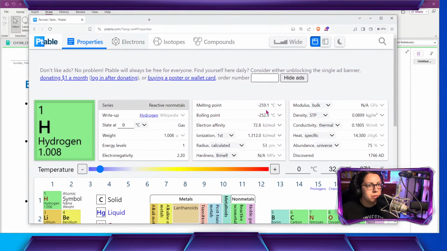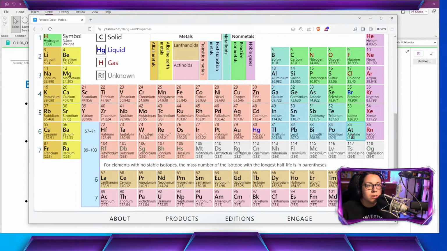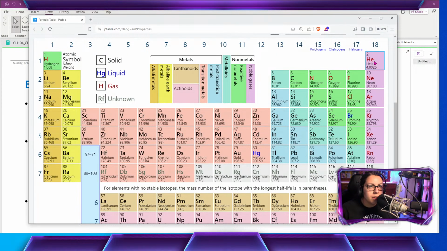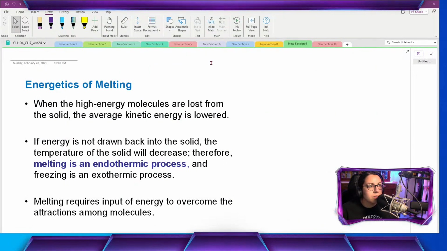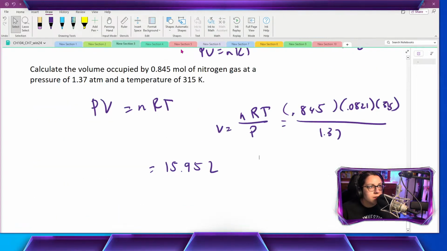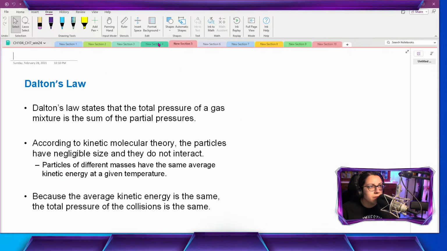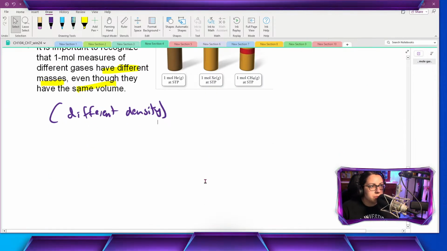There we go. P table to the rescue. So xenon is a lot heavier. Sorry, helium is 4 versus xenon's 131, but still a huge difference in mass. And so, don't forget, sorry, I don't mean to jump so much.